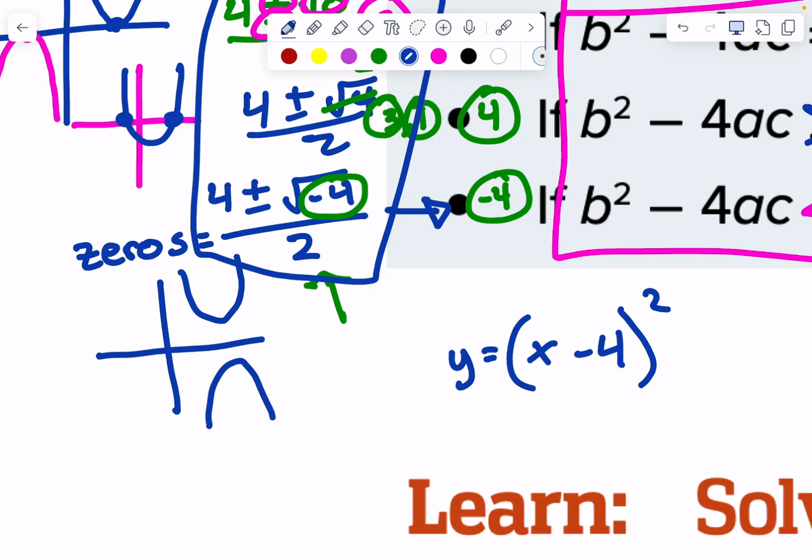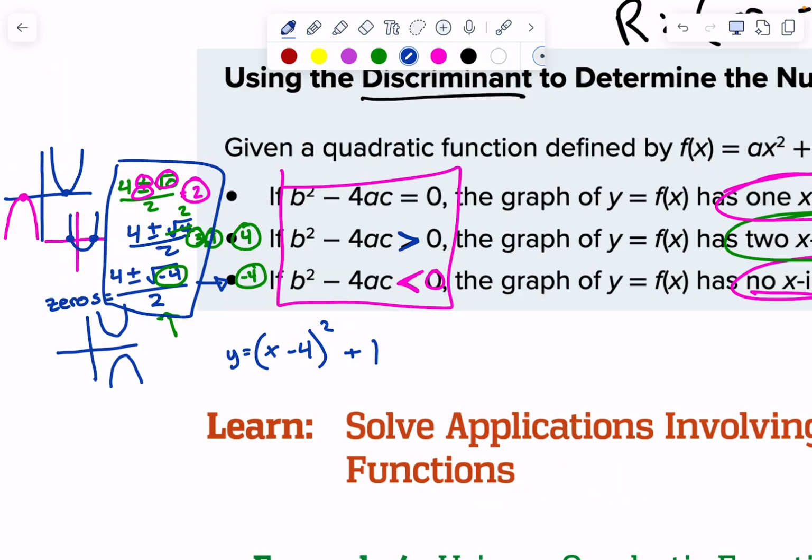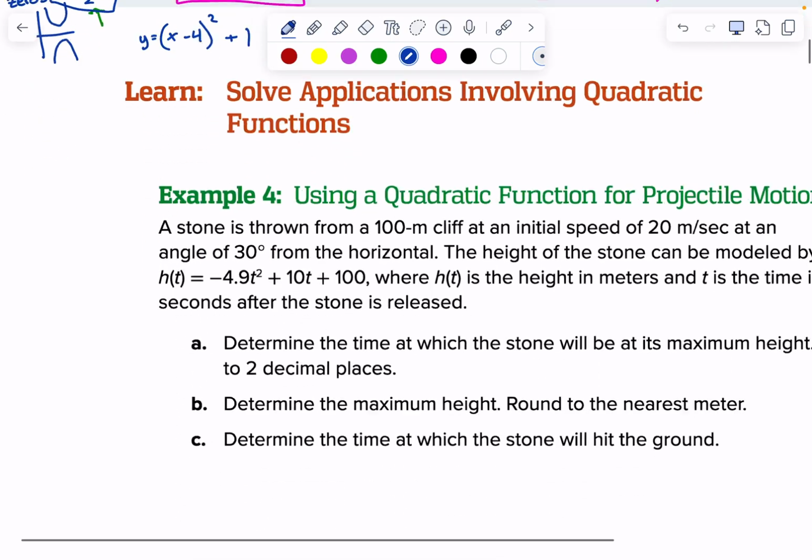So he would only have one solution. But if he has this, then he's going to have no solutions because he's up in the air, at 1. Okay, good. All right, example 4, here we go.